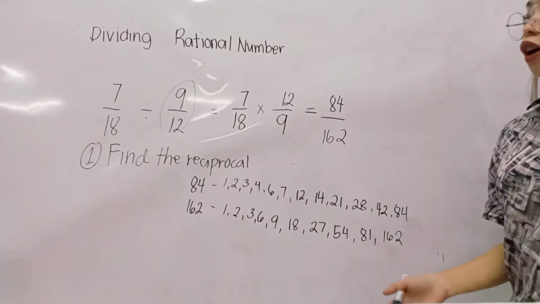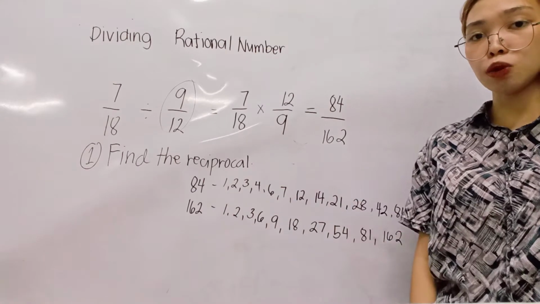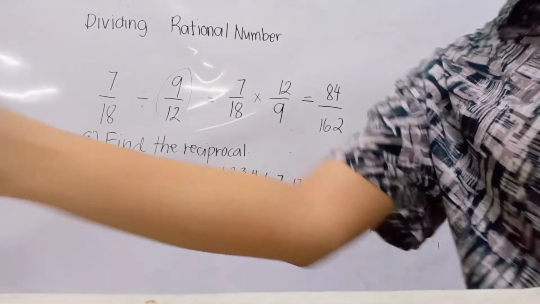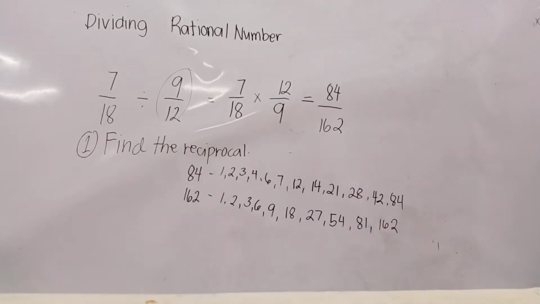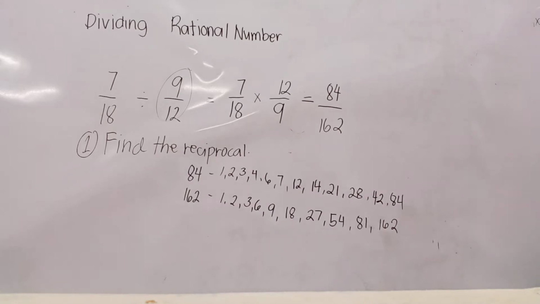Okay, so as you can see, I already listed down all the factors of 84 and 162. Ayan po, nakalista na po siya dyan. Lahat. Wait lang, ayusin ko lang. Ayan, so now we are going to find out which factor is the greatest one. Okay? So as I can observe, the greatest common factor of 84 and 162 is 6.